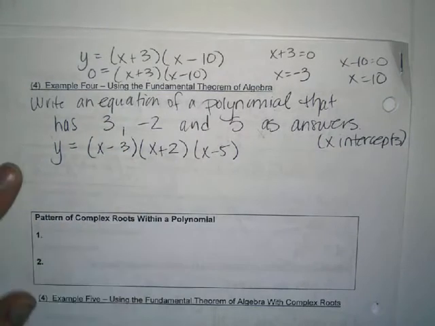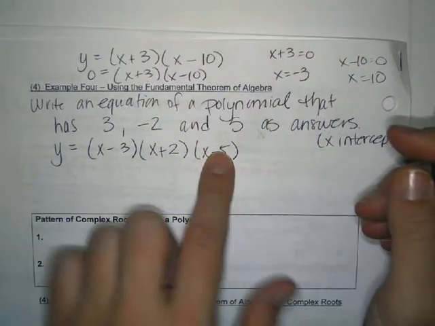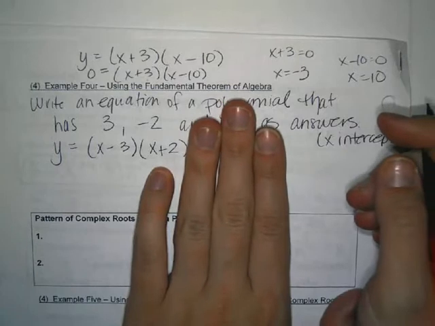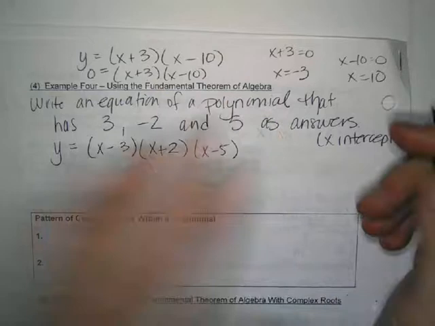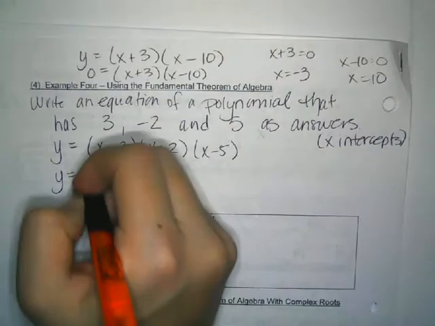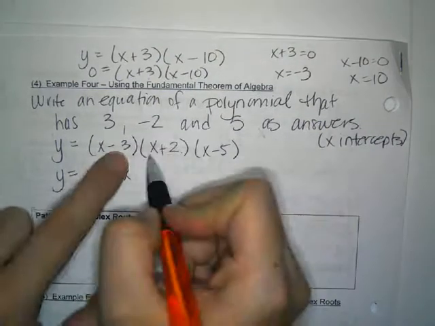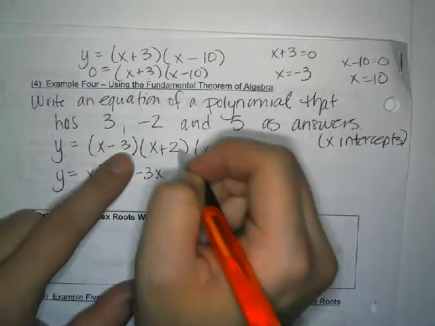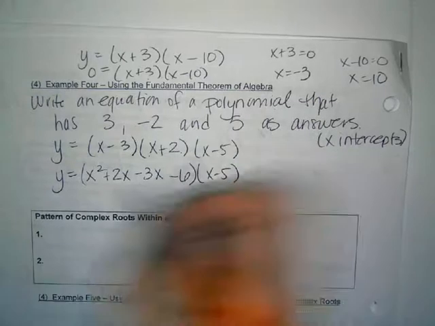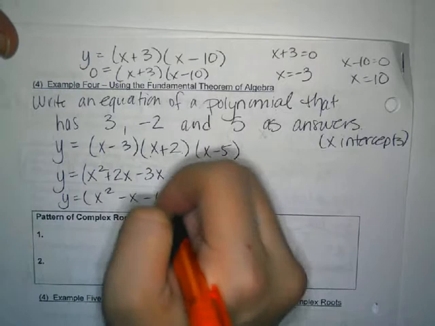Now from this point, we're going to simplify by multiplying together. Since you have 3 parentheses here, we're going to deal with one at a time. So we're going to take x minus 3 and x plus 2 and multiply them together using FOIL. So first terms give me x squared, outer terms give me 2x, inner terms give me -3x, and last terms give me -6. Simplified, gives me x squared minus x minus 6.